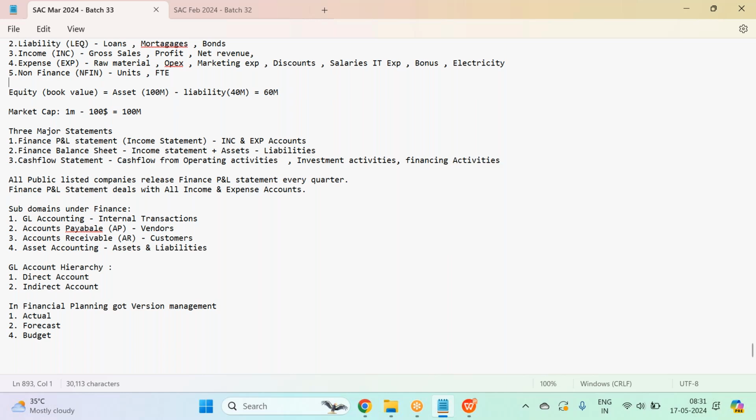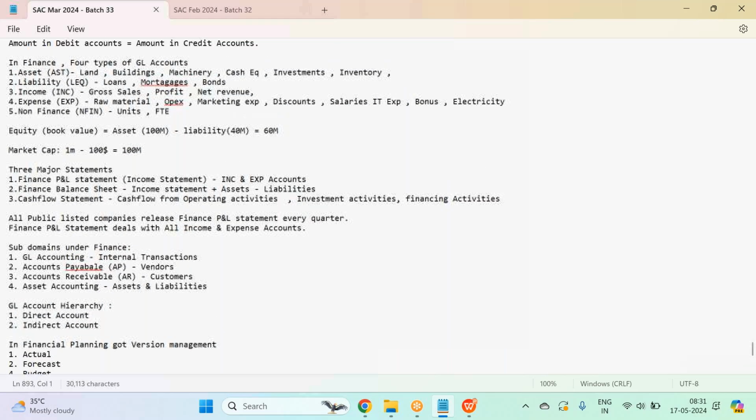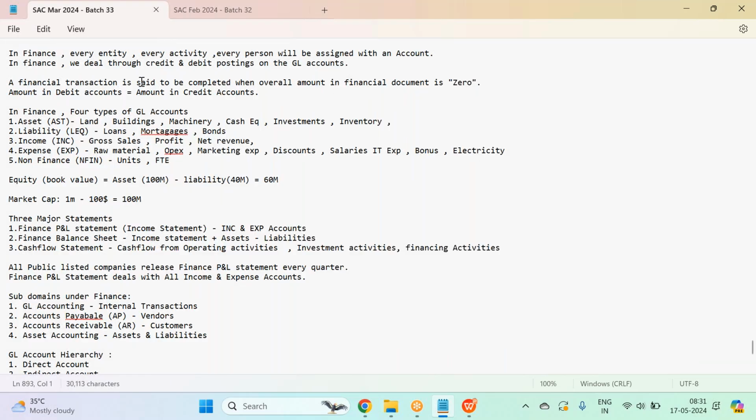In finance, everything that happens we call financial accounting. The transaction is completed if the debit amount matches your credit amount. And these are the 5 types of accounts you see in finance.